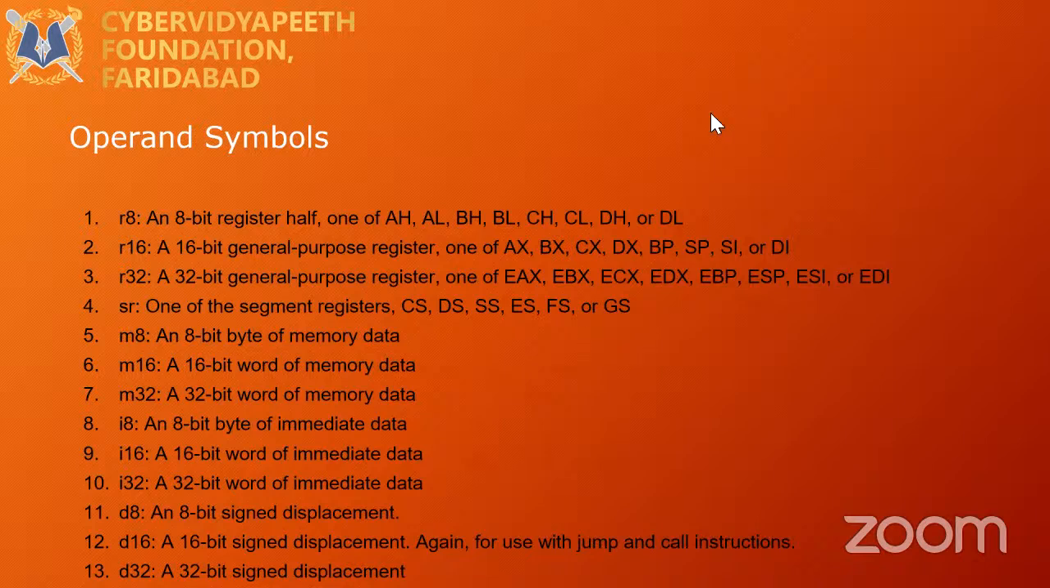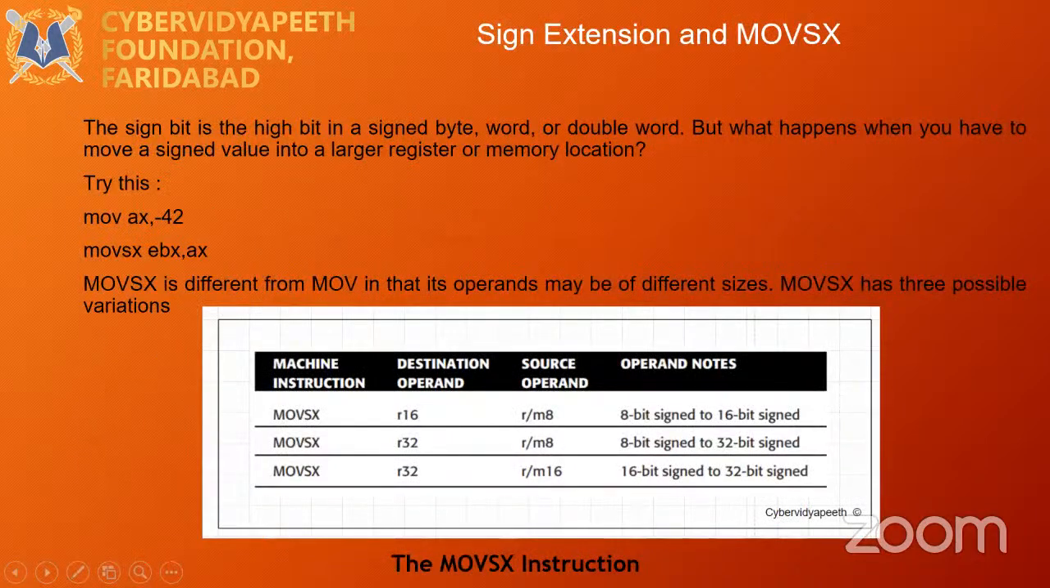So let's move ahead. The sign bit is the high bit in a signed byte, word or double word. But what happens when you have to move a signed value into a larger register or a memory location? So let's try it. We move -42 to AX. Then we run MOVSX on AX into EBX.